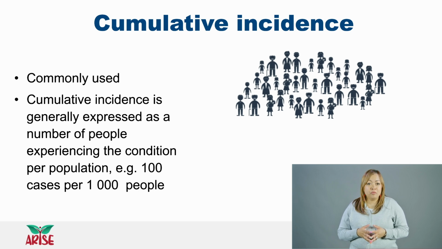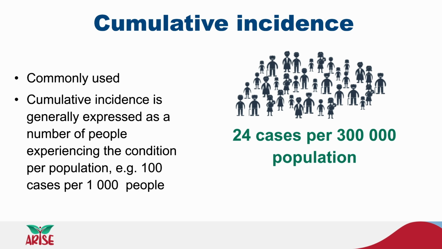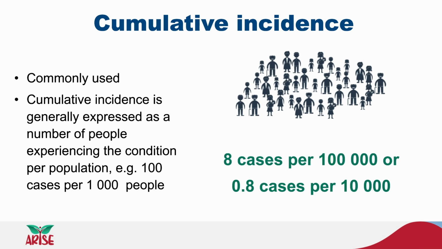We find 24 people with clinically significant symptoms of anxiety as measured by a screening tool. We could say that the cumulative incidence is 24 per 300,000 population during that year. But we would usually use numbers such as 10,000 or 100,000 for the population. So we would say that the cumulative incidence is 8 cases per 100,000 or 0.8 cases per 10,000, although you would normally see incidence expressed as a number greater than 1.